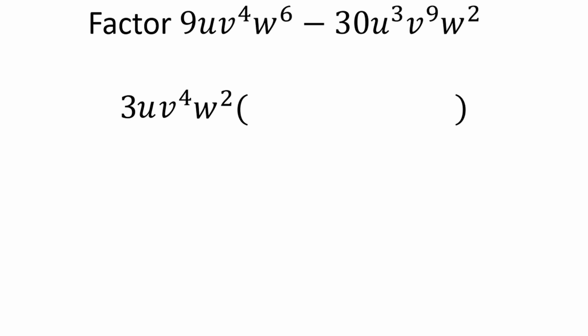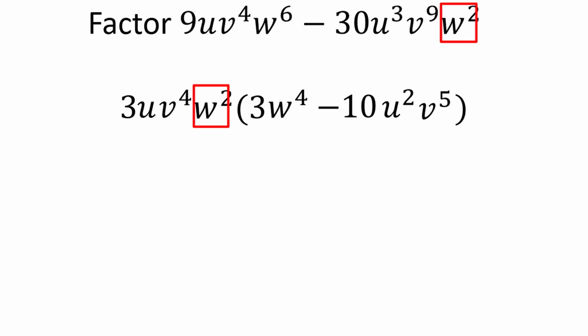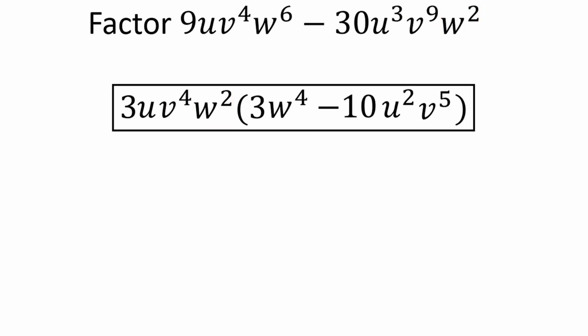Our first blank must begin with a 3, as 3 times 3 is 9. We don't need any more u's or v's, but we need 4 more w's to make 6, so we have 3w to the fourth for the first blank. For the second blank, we have negative 10, so that 3 times negative 10 equals our negative 30. And then we need 2 more u's, 5 more v's, and no more w's. So our final factored form is 3u v to the fourth w squared times 3w to the fourth minus 10u squared v to the fifth.